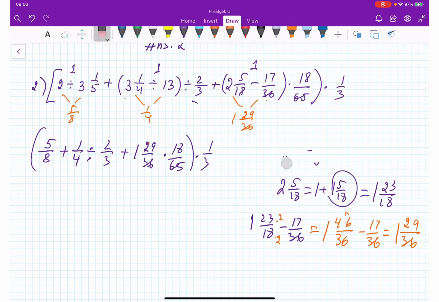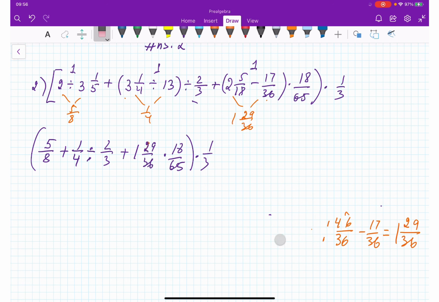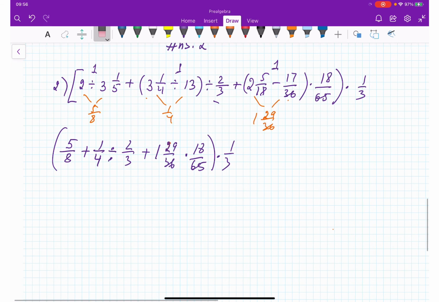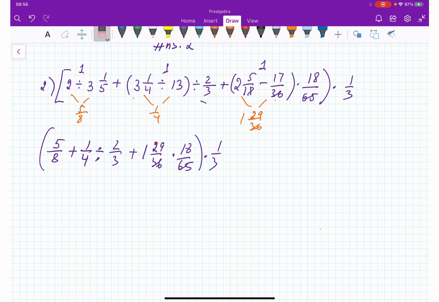Let me clean this. And what we are getting here, next step, I'm going to do this division and this multiplication, right? So 1/4 times 3 over 2, 3 over 8. So I'm getting 5 over 8 plus 3 over 8. This is where I'm getting 3 over 8.